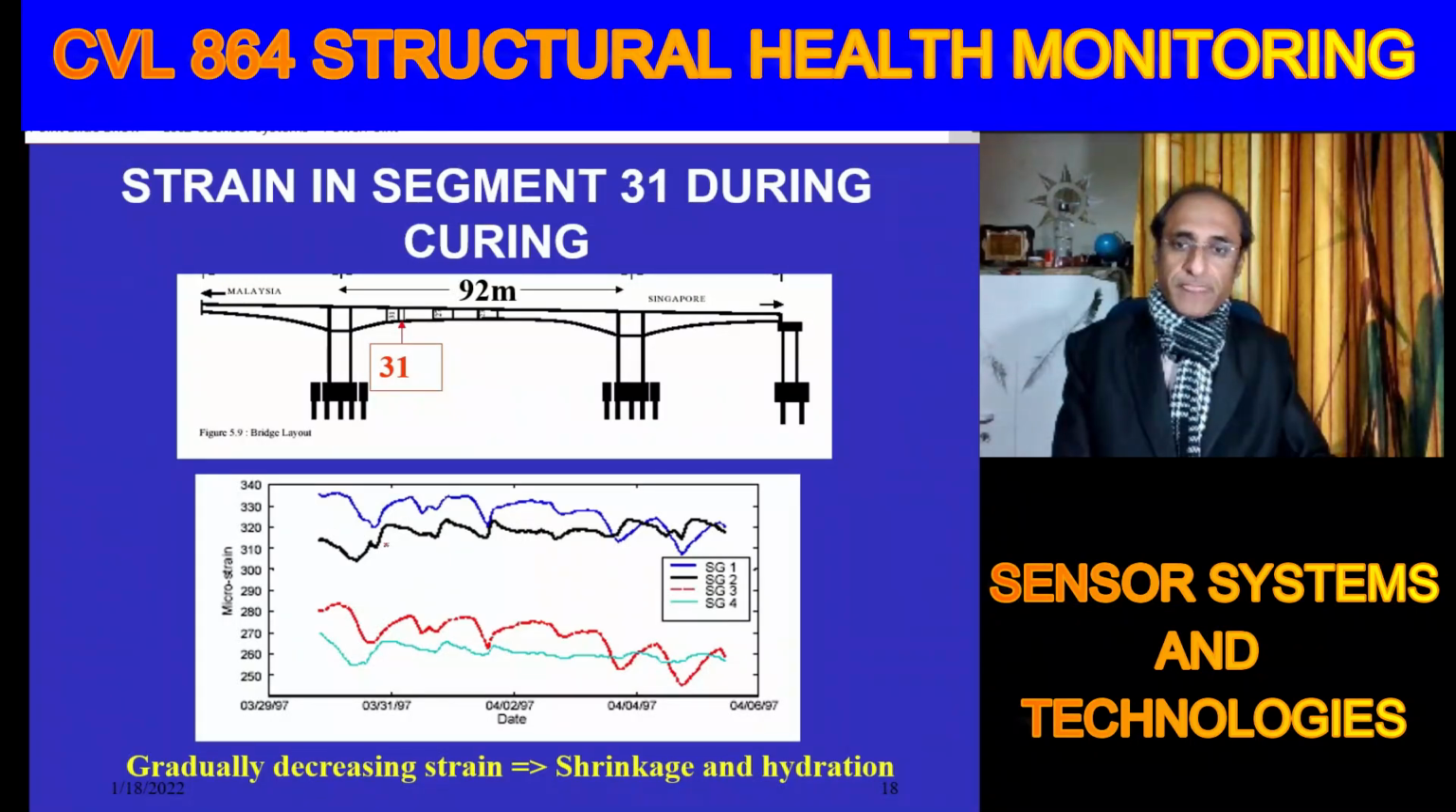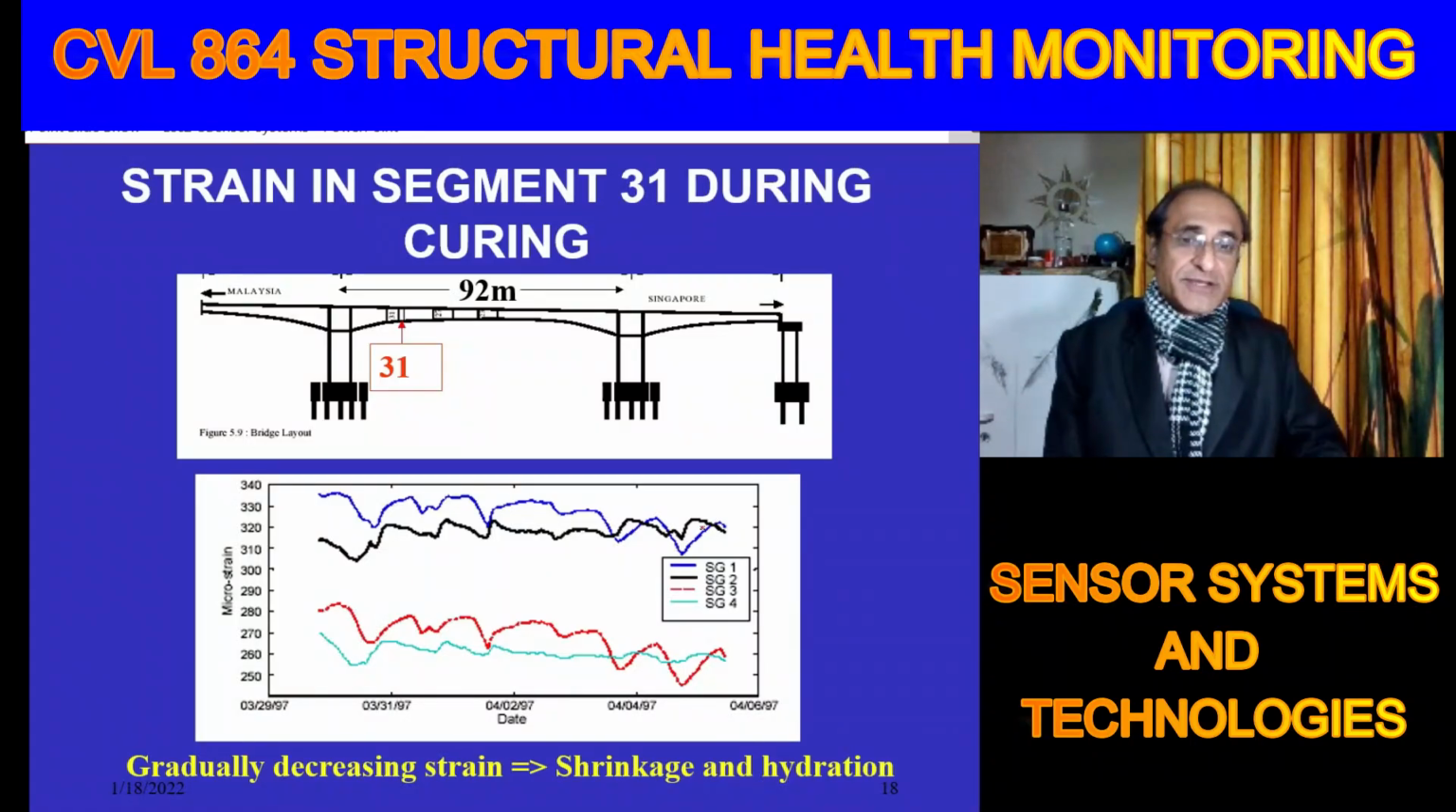Now here we are showing some of the interesting observations. Here they were not able to measure the absolute strain, but they were able to measure it in a relative sense. Possibly they did not measure the reference strain. That's why, if you see the strain values here, they are just relative in nature. So what we can see is that as the curing is happening, you can see a decline in the values.